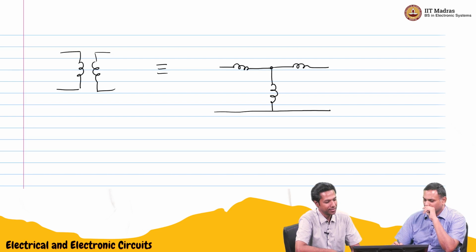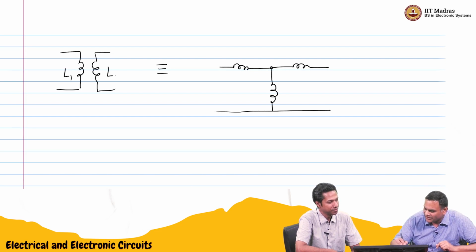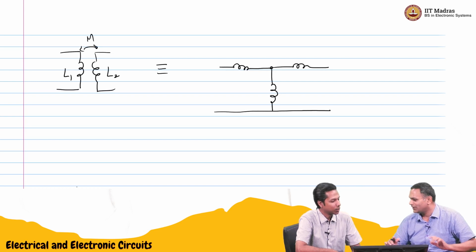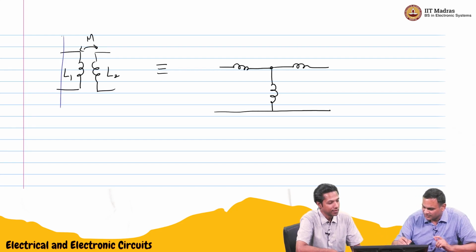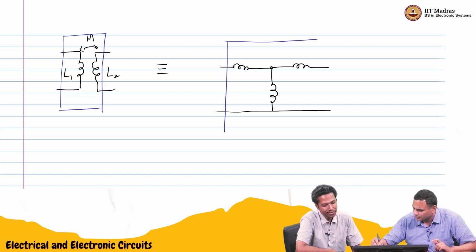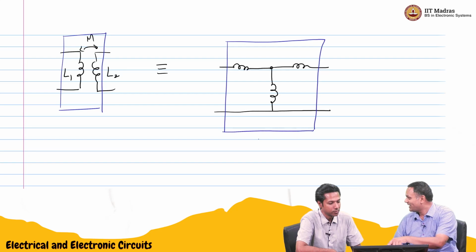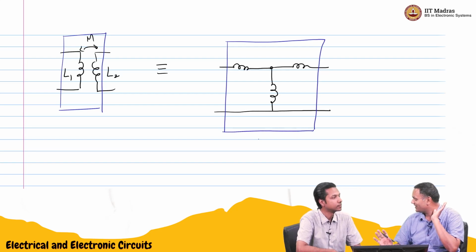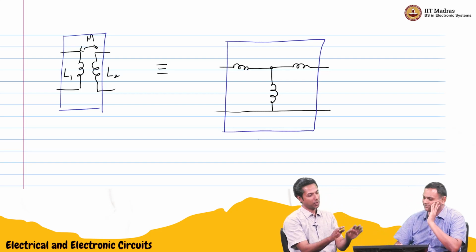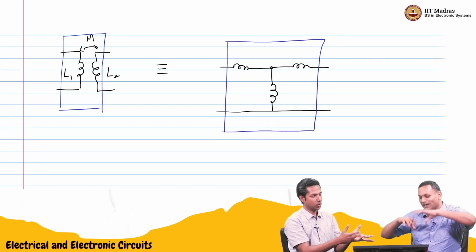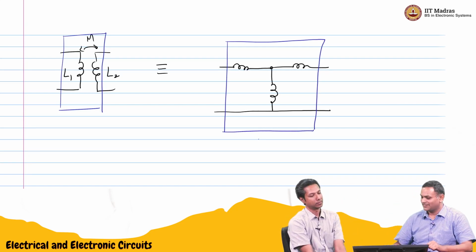Only thing is, the parameters of that should be functions of L1, L2 and M, in terms of the two port. So this two port should be exactly equal to this two port. The only advantage of the right side one is you can apply KVL, KCL and solve equations very easily, if you want to bring it in as part of a bigger circuit and analyze.